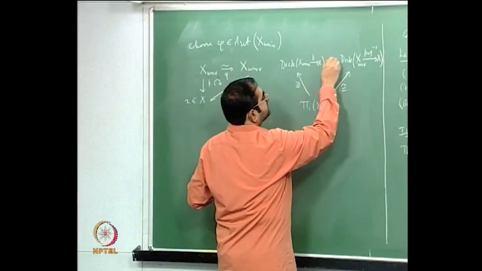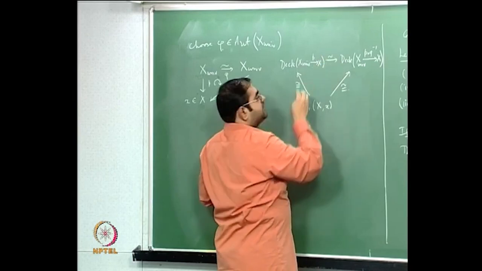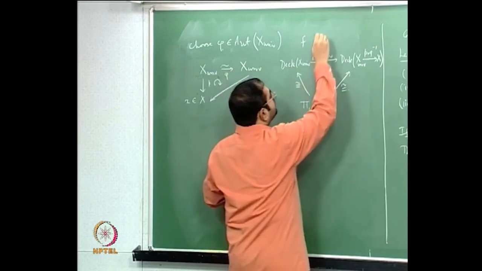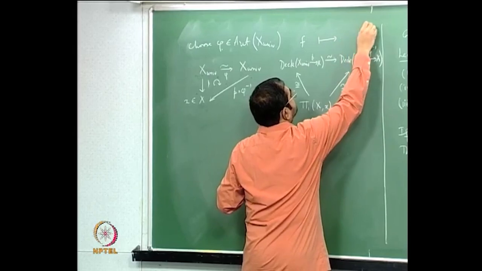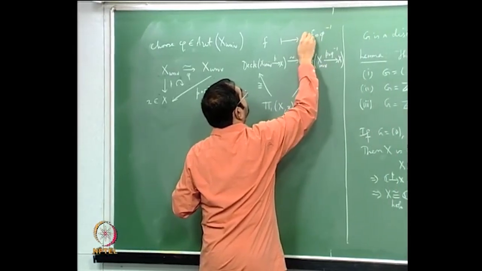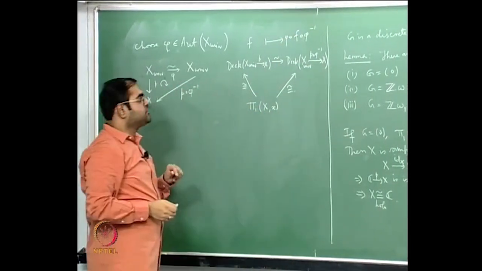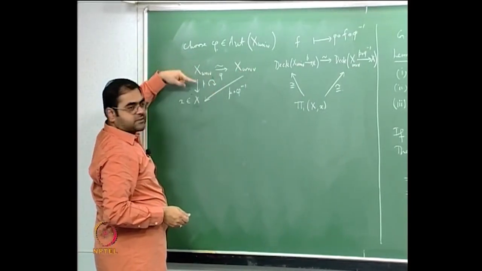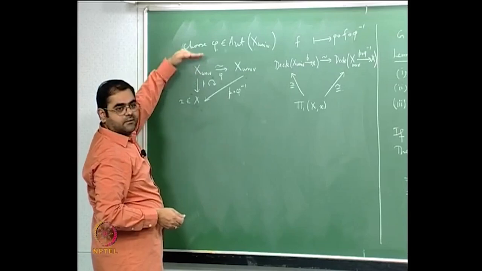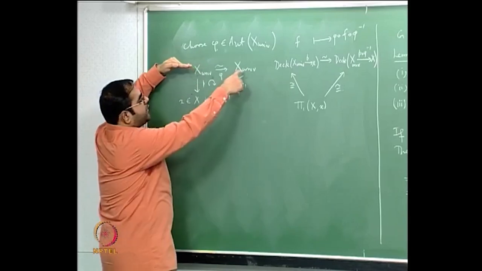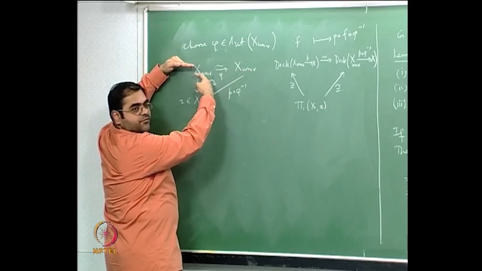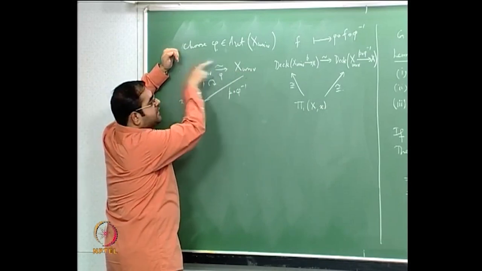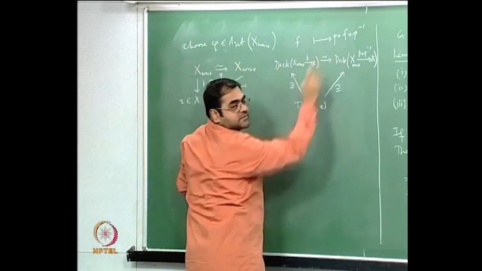And what is this map? This map is just the isomorphism that sends any f to phi inverse followed by f followed by phi. It's very clear. If you give me a deck transformation here, something that permutes the decks here, how do I get one here? I go by phi inverse, apply this deck transformation and then apply phi. That's how this is related.